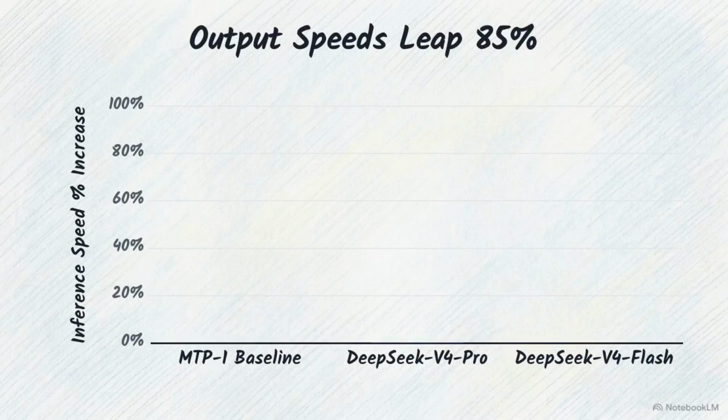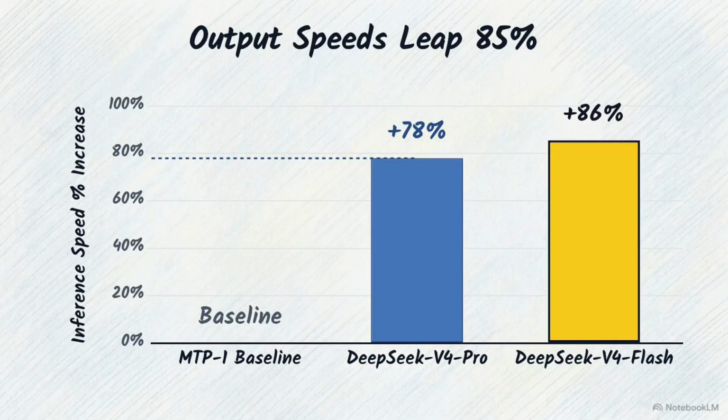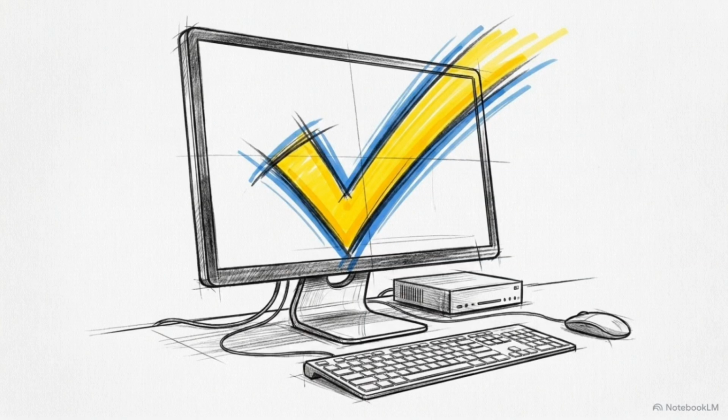This chart compares our output speeds against the older MTP1 baseline. Testing confirms a massive leap. The DeepSeek v4-Pro model clocks in up to 78% faster, and the Flash model achieves a massive speed boost, hitting up to 85%. Seeing the text generate at this velocity validates your local setup. Your machine is successfully running the speculative decoding framework.